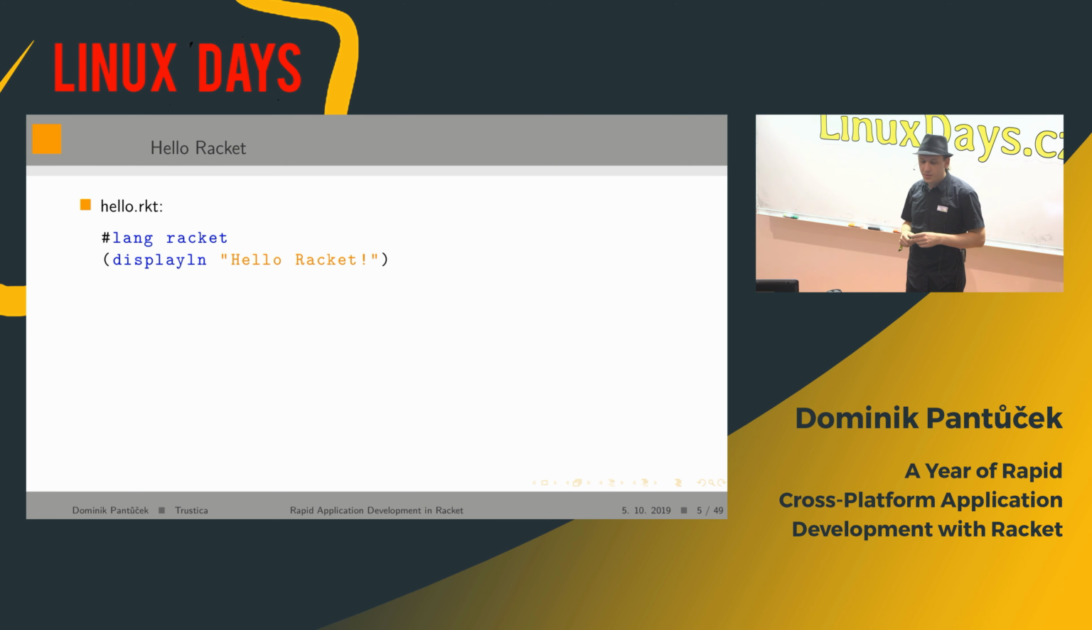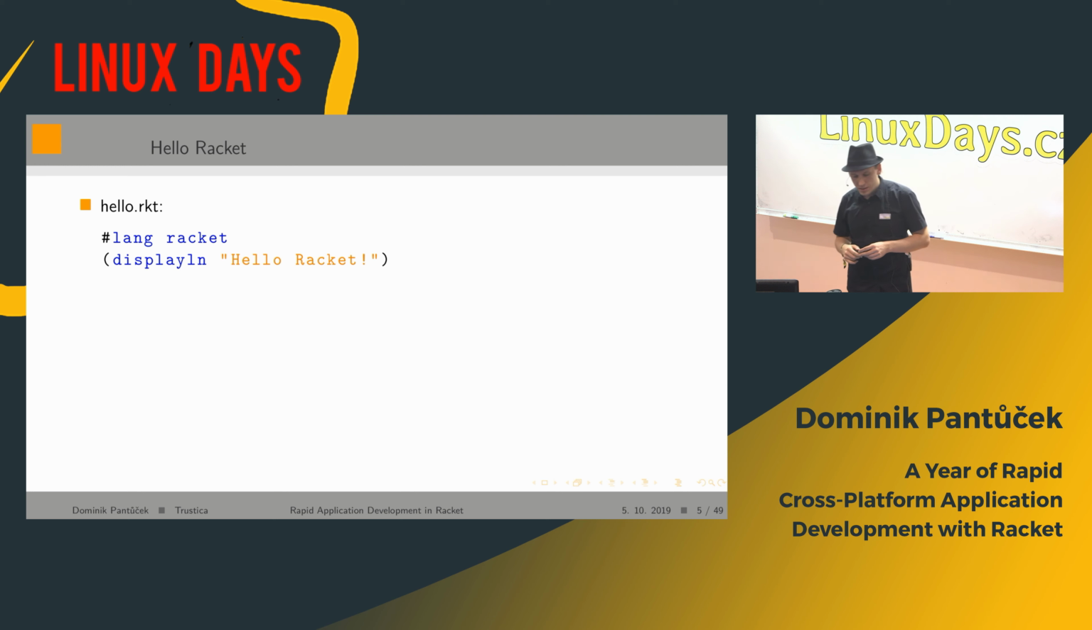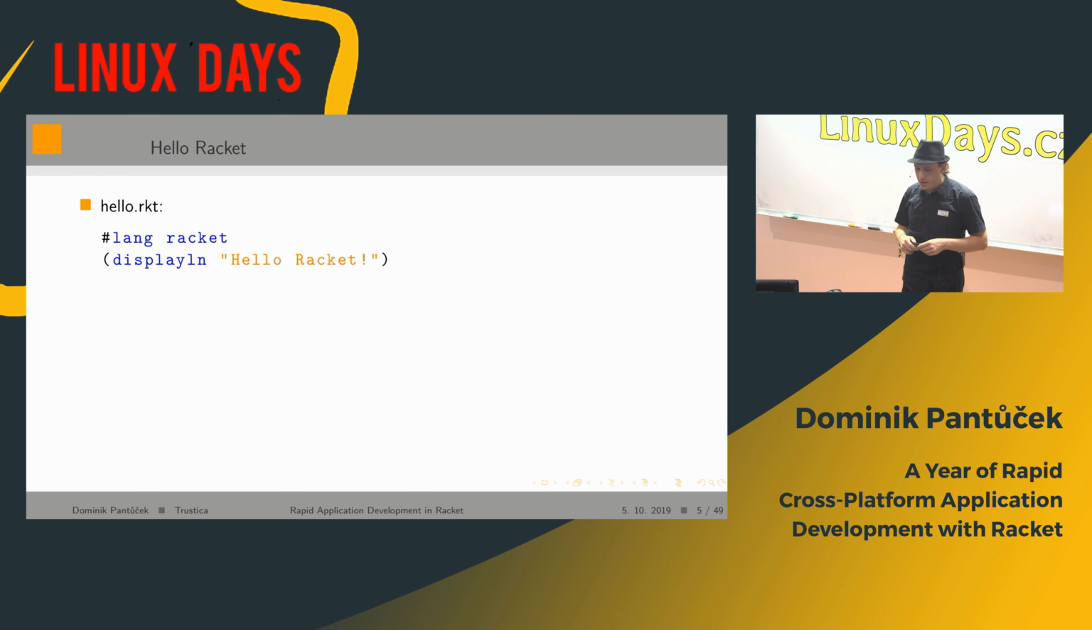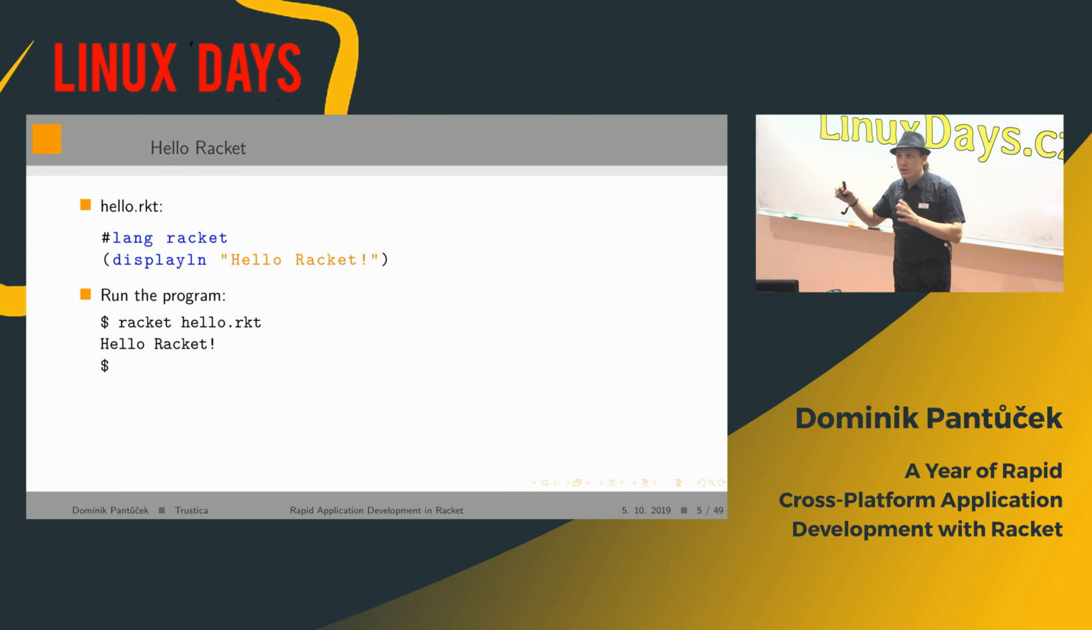So, what does it look like? Typical example, hello Racket. In the first line, we state the language we want to use. So we use #lang, space, and the name of the language, in this case Racket. Then we use the function display line to display a string. So we see two components here, a function call and a string constant. This probably looks very strange to you. It's called prefix notation, and it means the first thing is always the function or an operator, and then there are arguments. We'll get to that later as well.